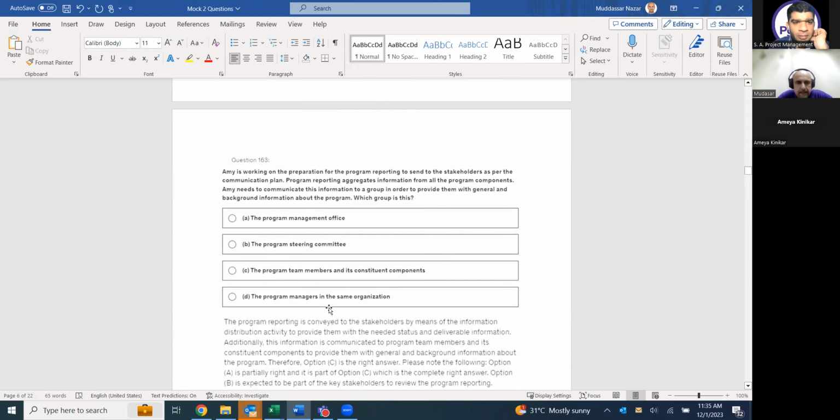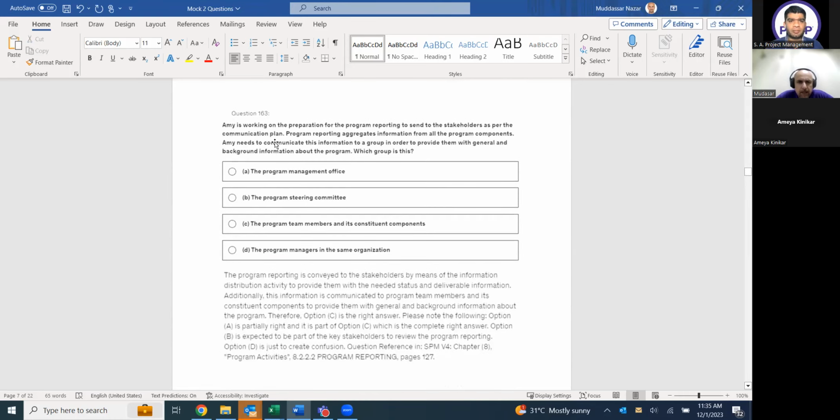The next question is, Amy is working on the preparation of the program reporting to send to the stakeholders as per communication plan. Program reporting aggregates information from all program components. Amy needs to communicate this information to a group in order to provide them with general and background information about the program. Which group is this? The Program Management Office, PMO, the Program Steering Committee, the program team members and its constituent components, the program managers in the same organization.